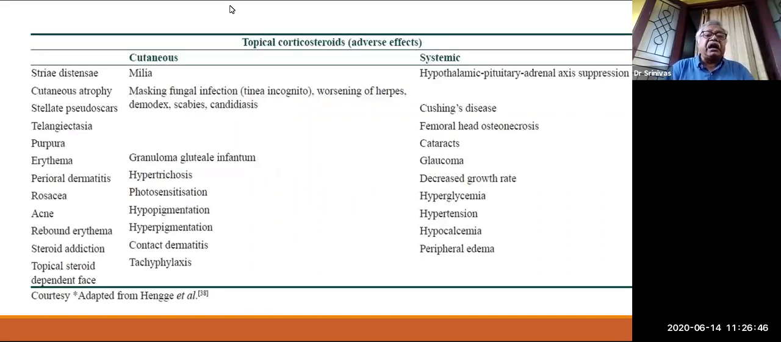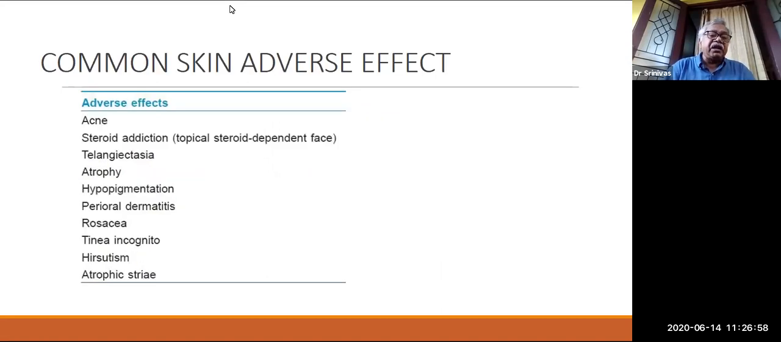So these are the adverse effects. The systemic ones are shown on this side, the skin side effects, all of which I already discussed in detail, are on the left side, systemic as well as topical. The same thing again, the various common adverse effects of steroids.